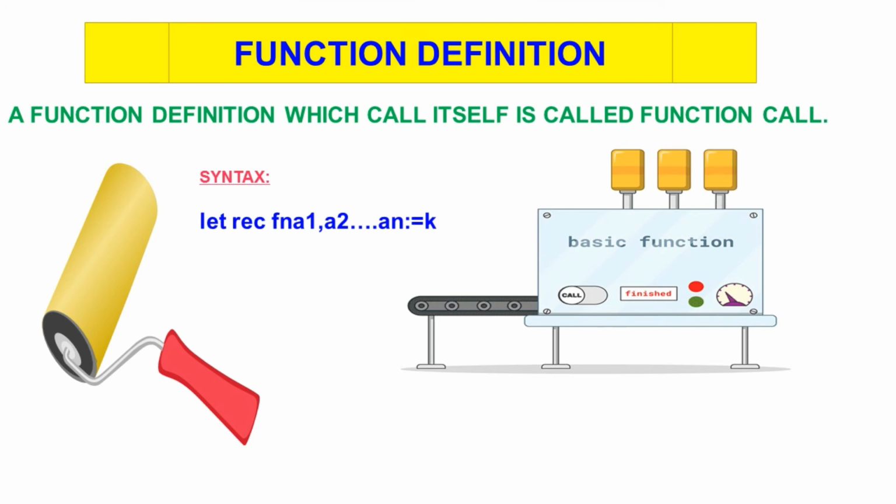So here it is first introduced by the keyword let, followed by the name of the function and its arguments. Here the formula that computes the image of the argument is written in the body. So if you want to define a recursive function, use the keyword let rec.